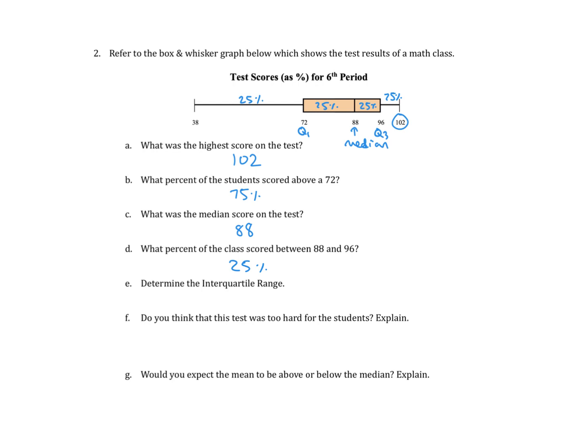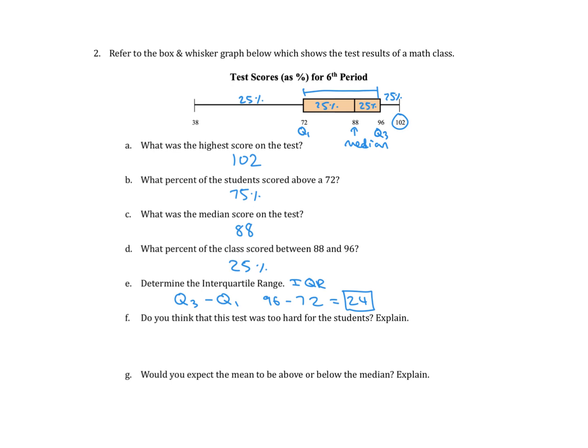Determine the interquartile range. Remember, we call that IQR. We take Q3 minus Q1, and that would be 96 minus 72, which is 24. So that's the range of the middle 50% of the data right here.